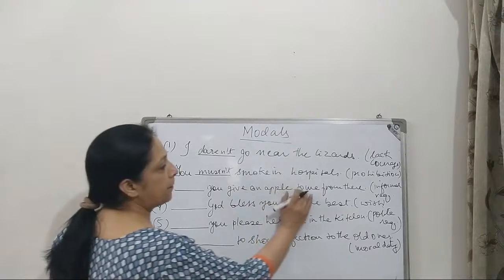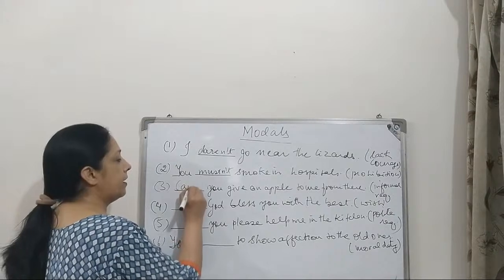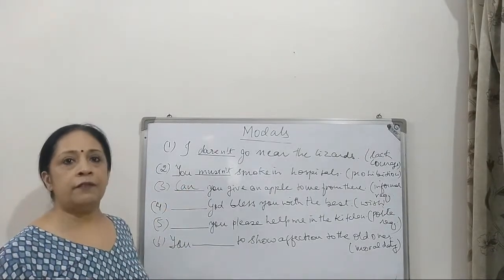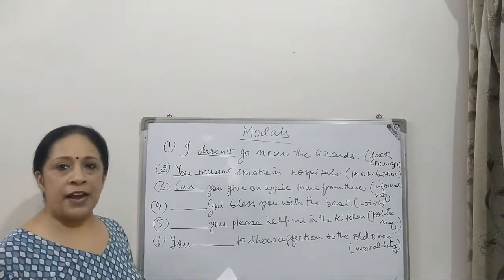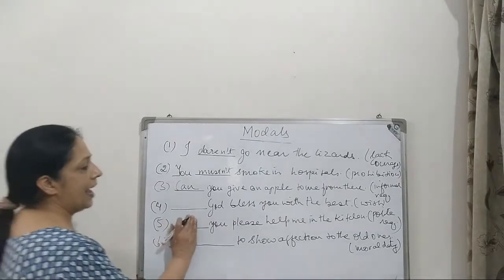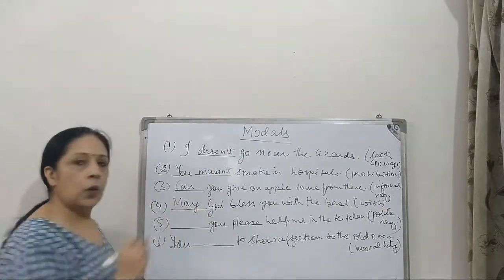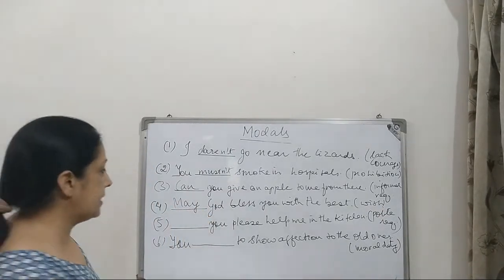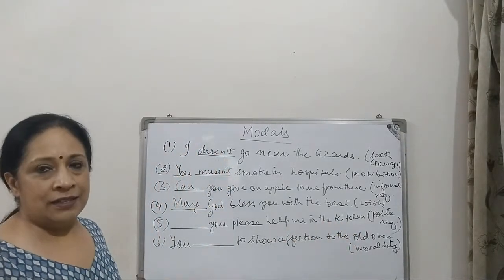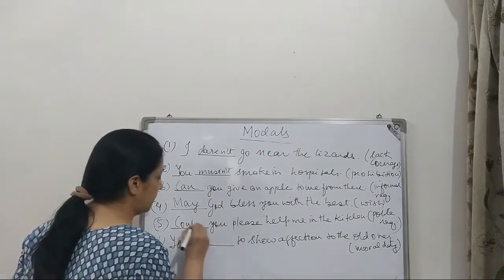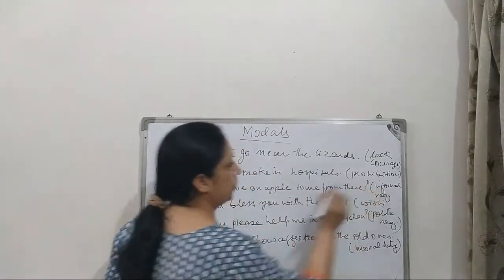Alright, dash, you give an apple to me from there. This is informal request. So yes, you all are writing correctly. Can, because this is informal, we say like this to our close ones and the people we are very frank with. Alright, then number 4, dash, bless you with the best. This is a wish. So this is may, we all know may is used for wishing. Yes, number 5, dash, you please help me in the kitchen. So this is a polite request. So this is could. And I think I should have put a question mark here and here too.